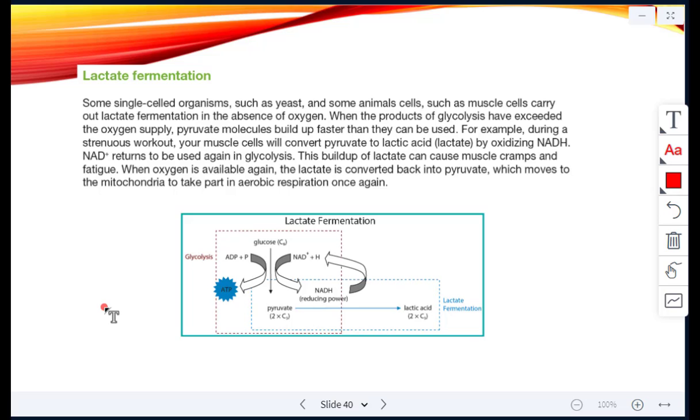During a strenuous workout, the muscle cells will convert the pyruvate to lactic acid or lactate by oxidizing NADH to NAD+. That NAD+ will return again to be used in glycolysis. And that buildup of lactate or lactic acid can cause muscle cramps and fatigue. Then when oxygen is available again, the lactate will get converted back into pyruvate, and then it'll go back into aerobic respiration inside the mitochondria.